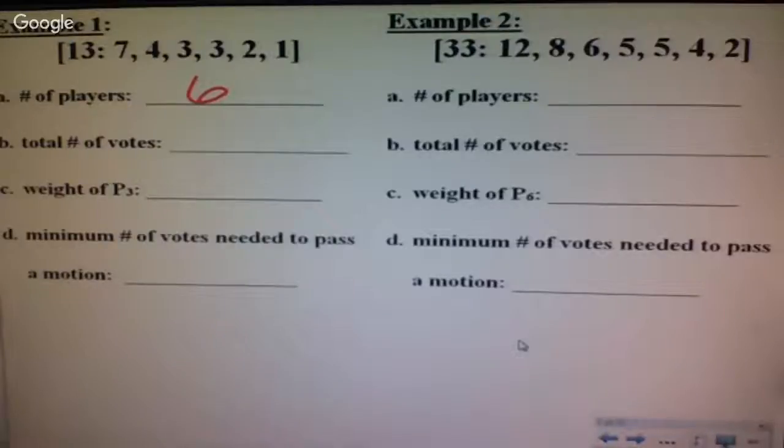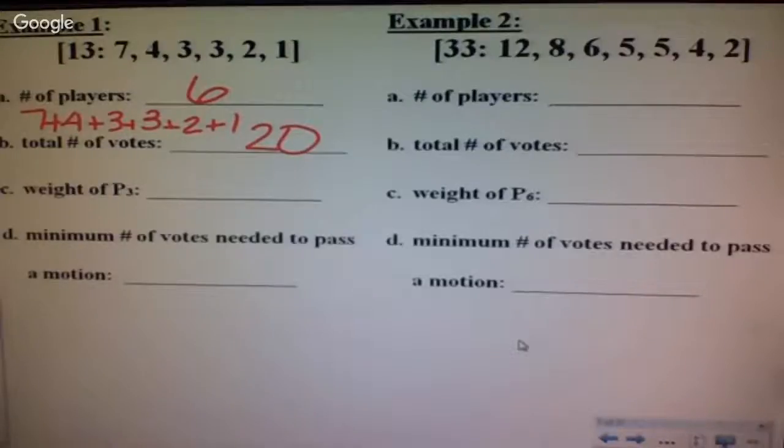What's the total number of votes in this system? You said 20. How did you get that? Add all numbers. You add up all your numbers, so the total number of votes is 7 plus 4 plus 3 plus 3 plus 2 plus 1. There are 20 total votes here.